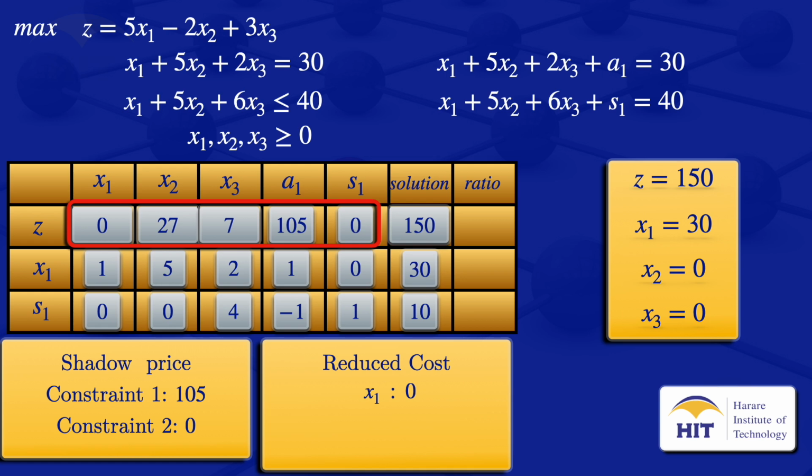Looking at x2, the coefficient there is 27. So the reduced cost of x2 is 27. For x3, the coefficient there is 7. So the reduced cost there is 7. So those are the shadow prices and reduced costs. We just read them from the final tableau by looking at the coefficients in the objective function.